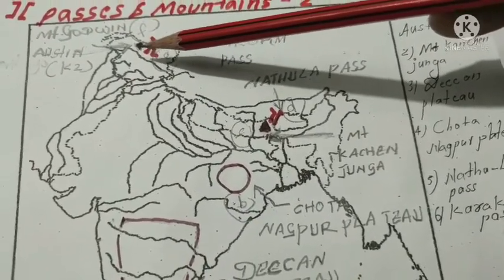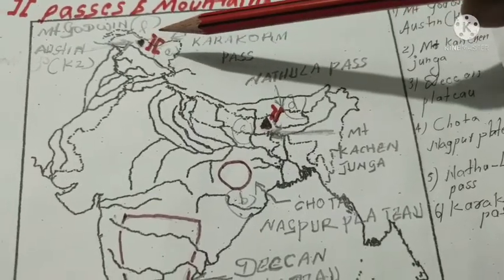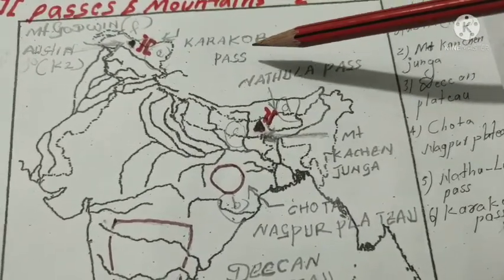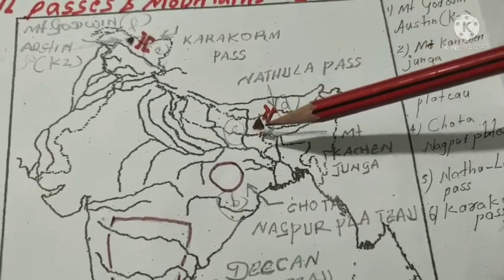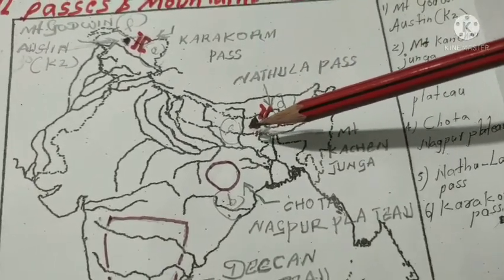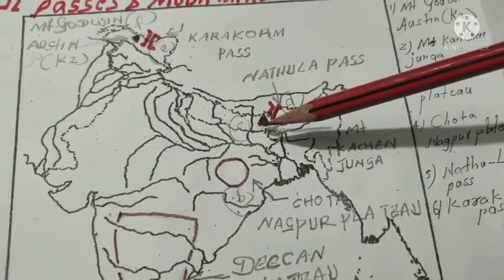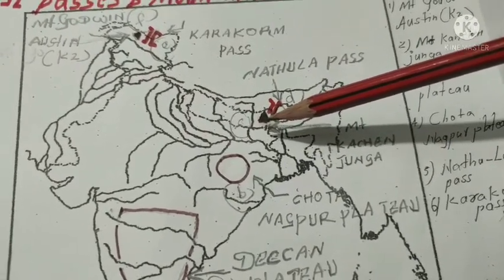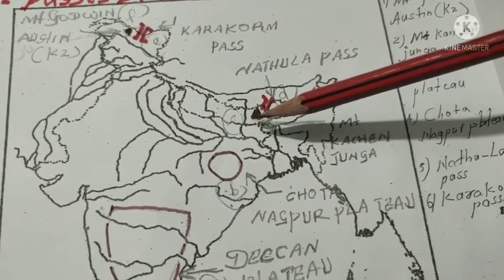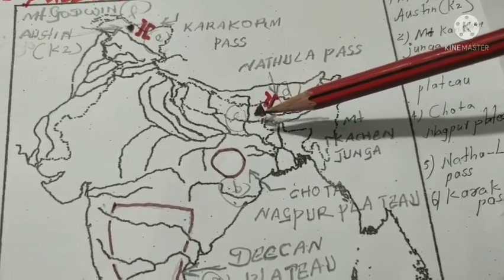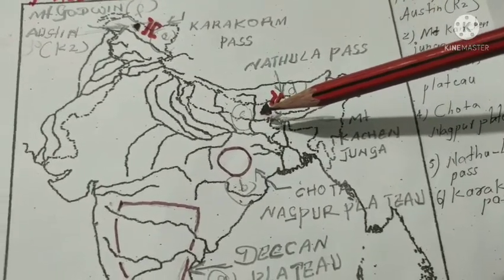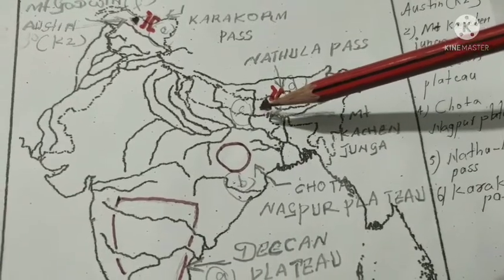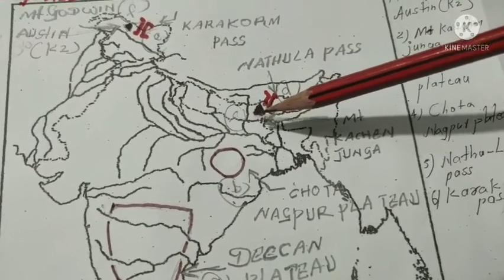You can also apply brown color for this, and then you have to label it also. Next is known as Kanchenjunga. This is the highest mountain peak in India. This is situated in Sikkim, sharing a border with Nepal also. It means in Sikkim as well as in the Nepal area, you can draw this Kanchenjunga a little bit.